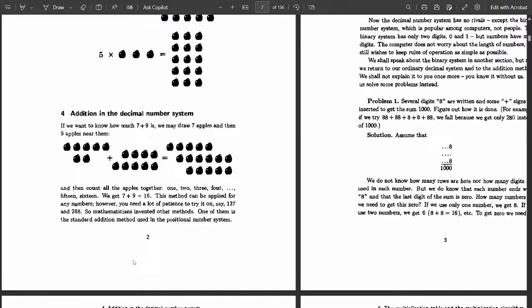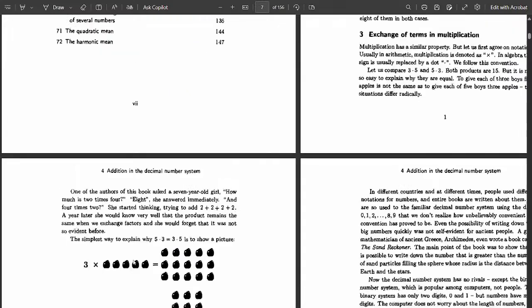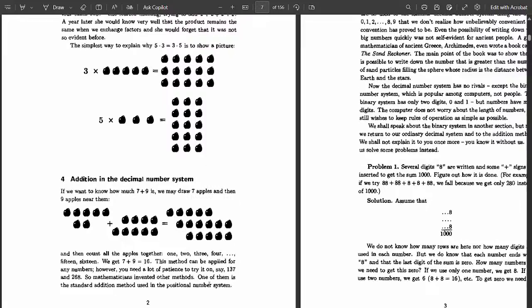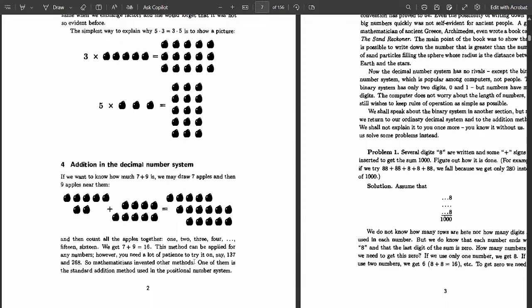this kind of addition algorithm is only valid if we use a positional number system. It is the standard addition method, which is taught in our schools, in our junior classes, used in positional number systems. What do they even mean by positional number system? Positional number systems are the number systems which we use regularly, like binary, decimal, hexadecimal, octal.